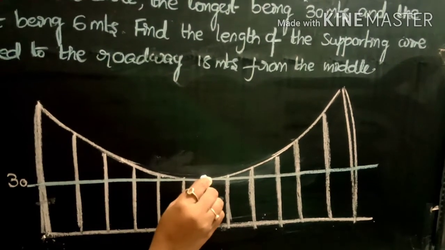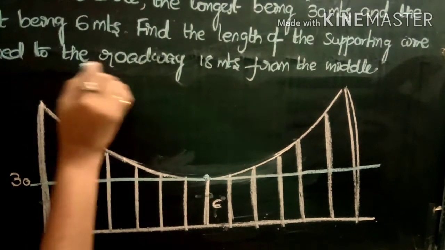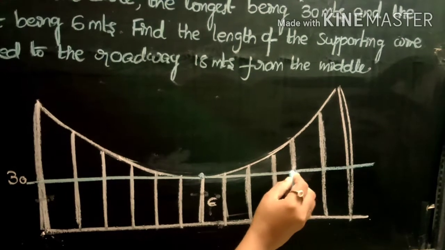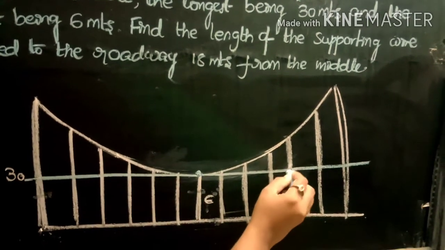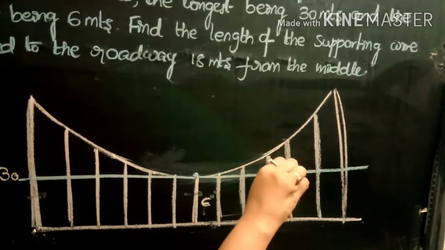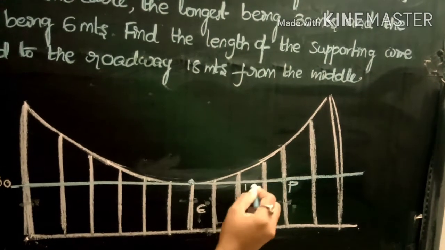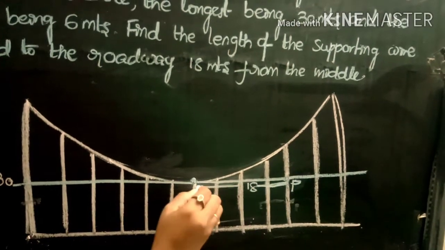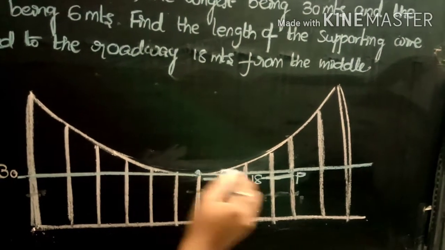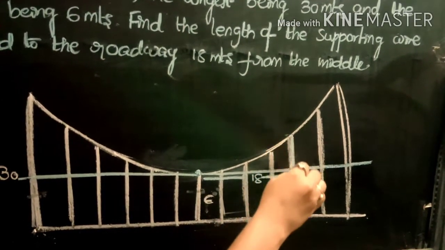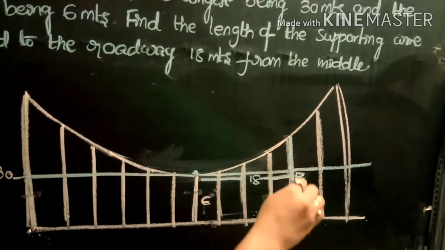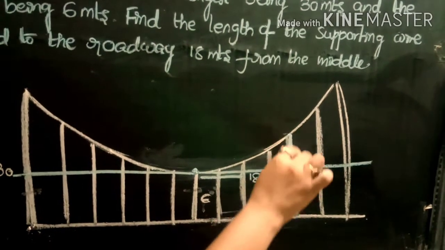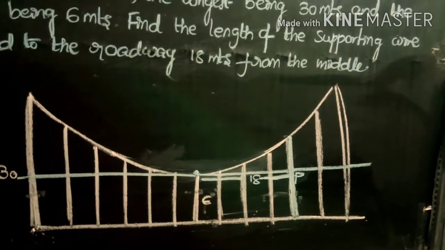Now, find the length of the supporting wire attached to the roadway 18 meters from the middle. Now we take one point which is 18 meters from the middle. Suppose this is the point P, which is at a distance of 18 meters from the middle point of the bridge. Now at this point we want to find the length of the supporting wire. So that's the given question.